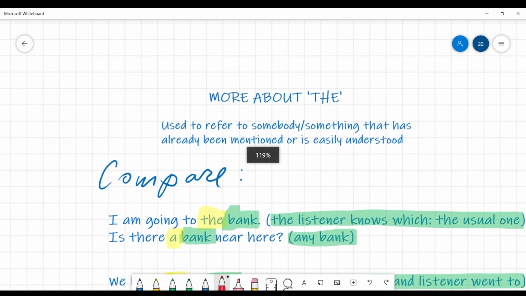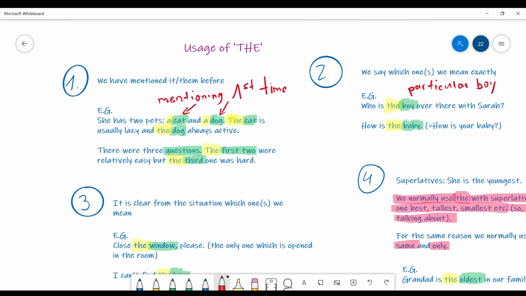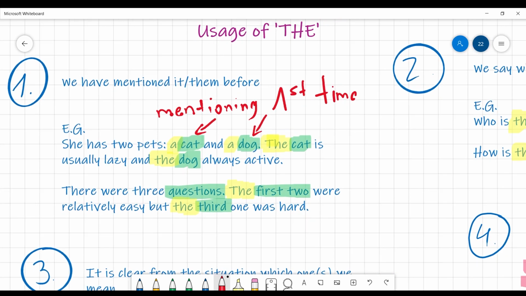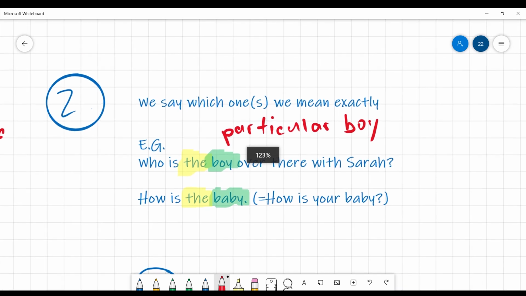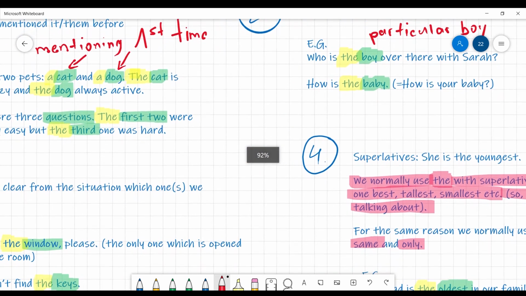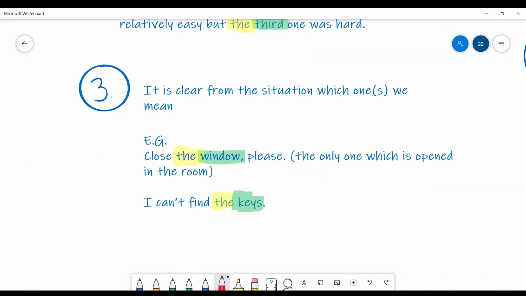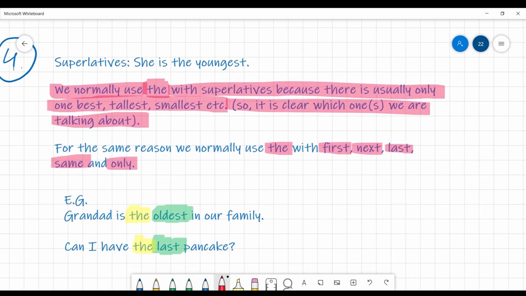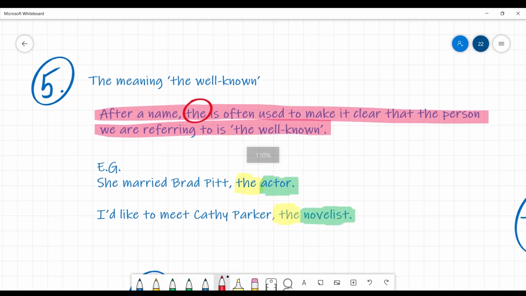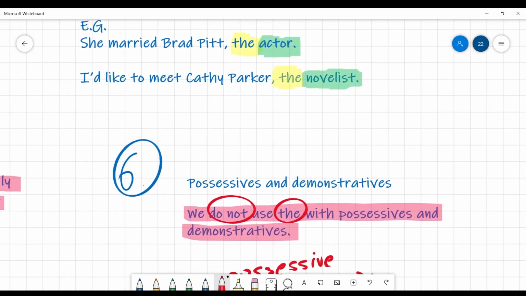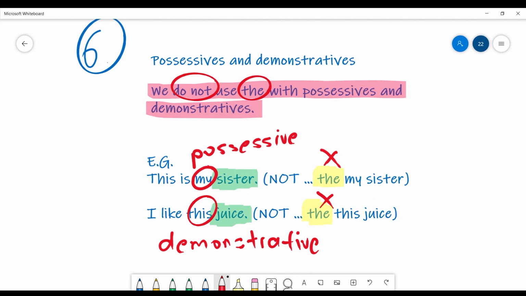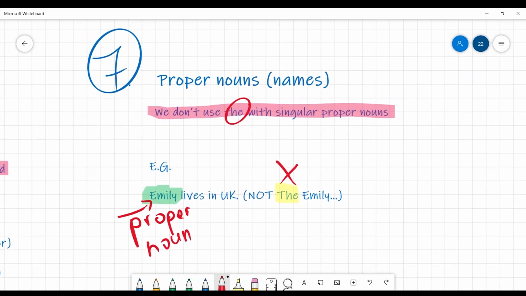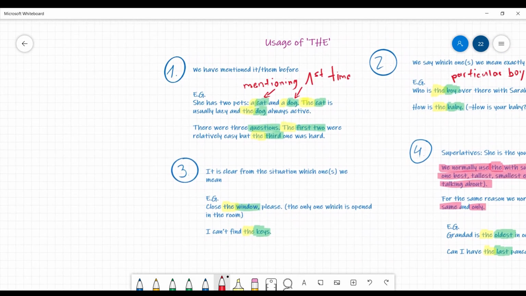So, here is everything I wanted to tell you today about the article "the." Let's have a quick review about its usage once again. Okay? So, we are using the article "the" if we have mentioned something before. Okay? If we say which one or ones we mean exactly. If it is clear from the situation which one or which ones we mean. Superlatives. If we are using superlatives, we are using the article "the." When the meaning is the well-known, someone famous, like a star. Here we have possessives and demonstratives, which require no article. We don't use "the" with them. The same with proper nouns or names. If it is a singular proper noun, we don't use "the."